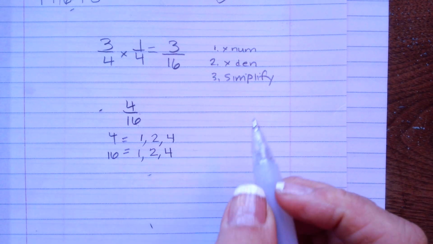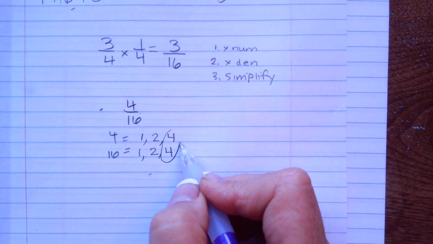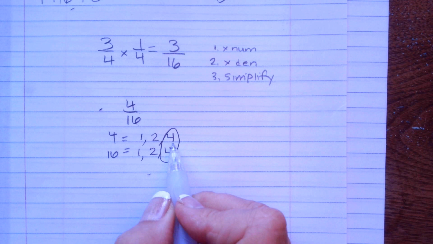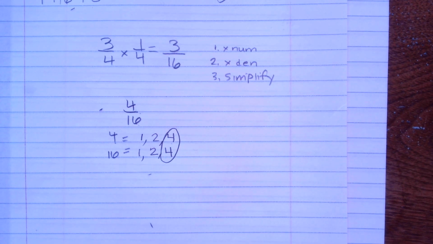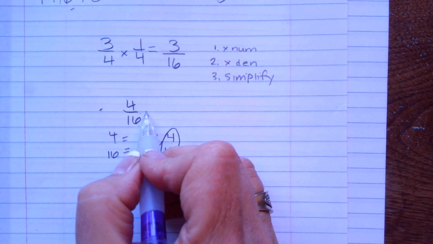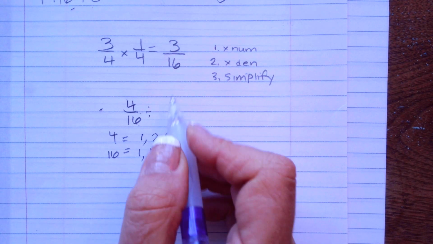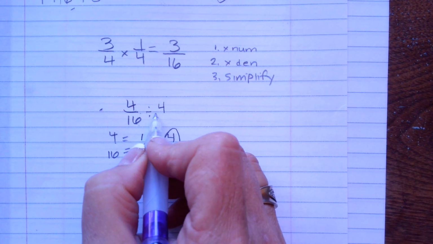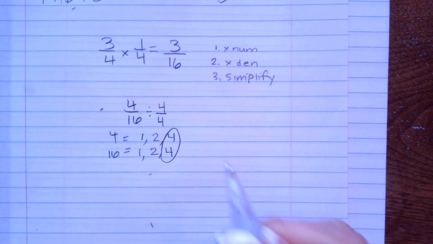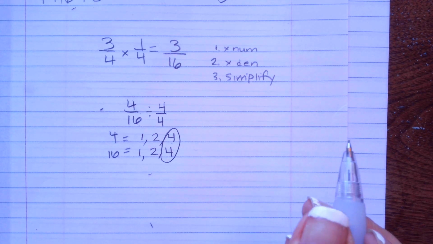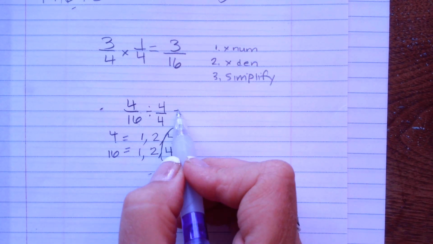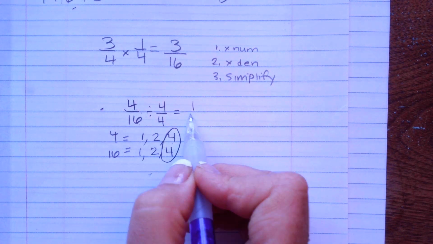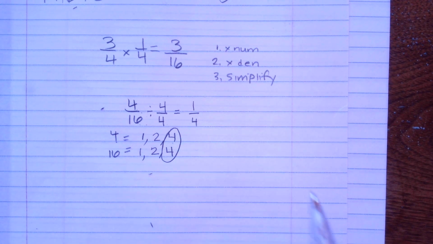Yes. Since this is the highest number that they will ever have in common, because 4 is already as big as it's going to be, that's the highest number that 4 and 16 have in common. So you're going to divide the numerator by 4, and you're going to divide the denominator by 4. 4 divided by 4 is 1. 16 divided by 4 is 4. And that's as low as it can go.